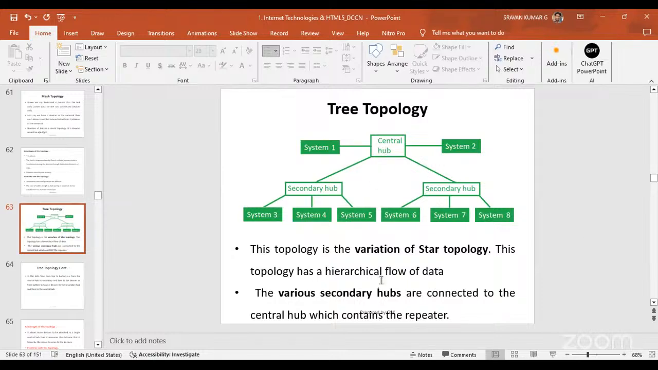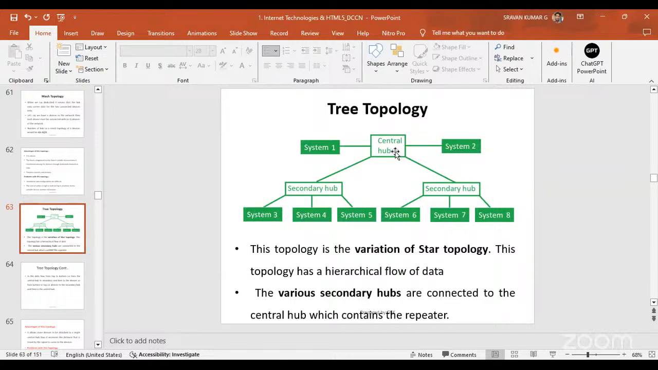Tree topology. You can observe that the topology has a shape like a tree. That's why it is called tree topology. It is one of the variations of the star topology. The main important point when comparing tree topology with star topology is that here we are maintaining different types of hubs. In the star, we are maintaining only a single hub called the central hub.